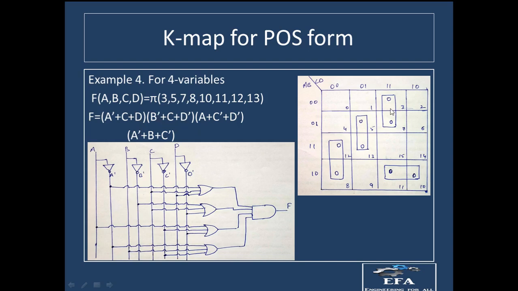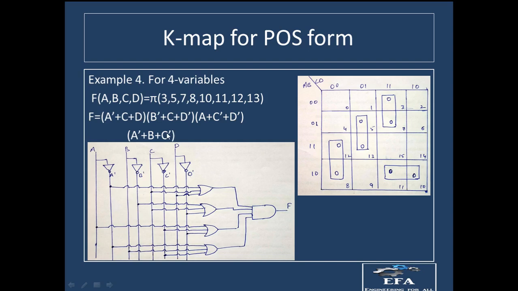From this group we are having A plus C complement plus D complement. From this one we are having A complement plus B plus C complement. Okay, so all the four groups are done. So we are having four sections in this case, 1, 2, 3, and 4, and now we have to make the circuit out of it.